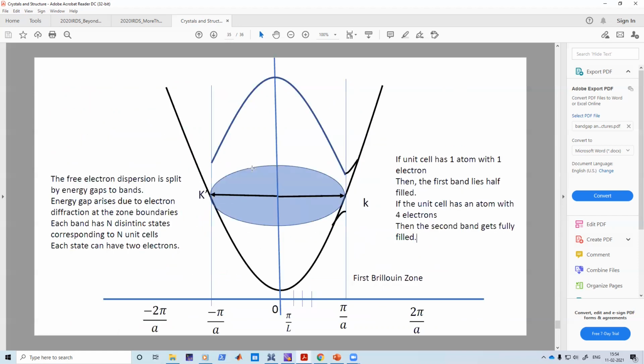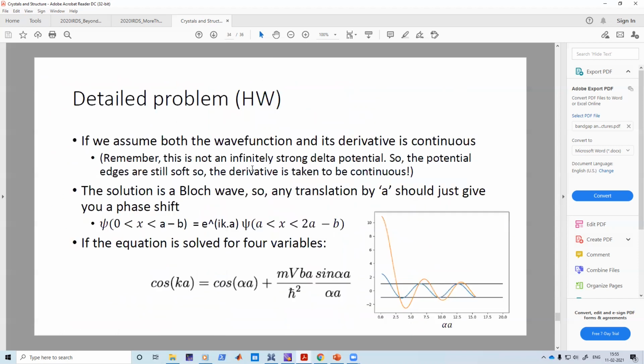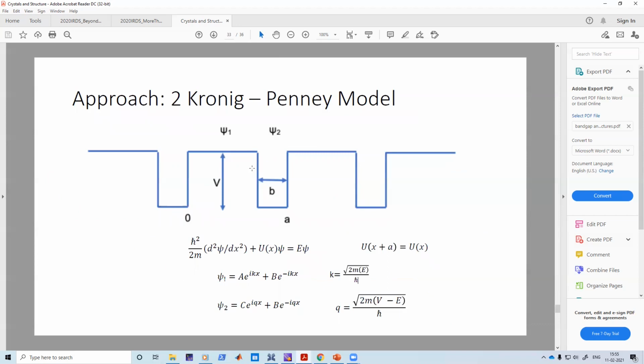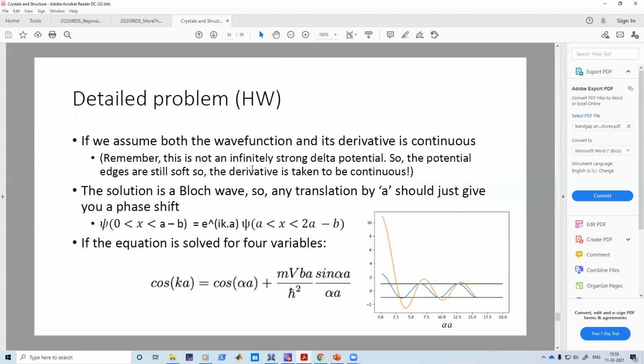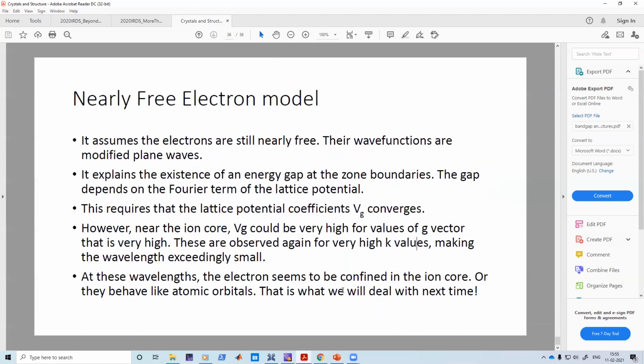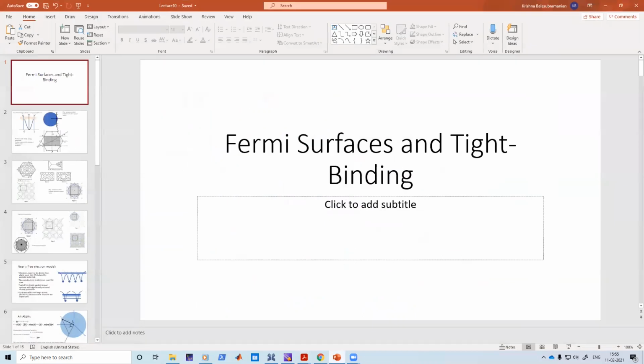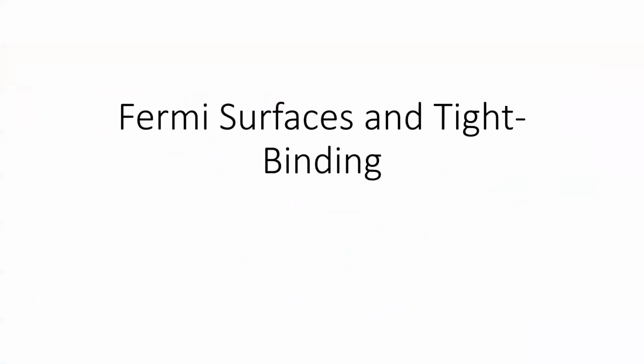We won't go into details, but we showed that if you assume a periodic lattice potential, there will be certain k values for which there will not be any solution. That's because the right hand side of this equation can have values greater than 1, and hence there will not be any valid k where this equation will be true, right? So with this, we'll go to what we want to see in today's lecture. That would be about Fermi surfaces and tight binding.